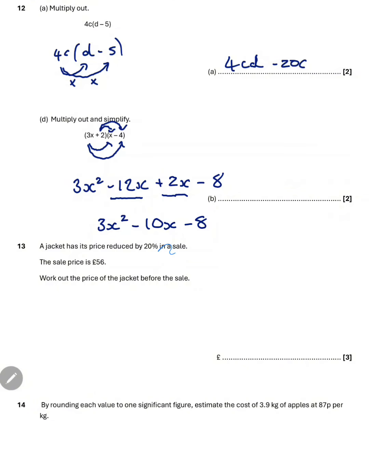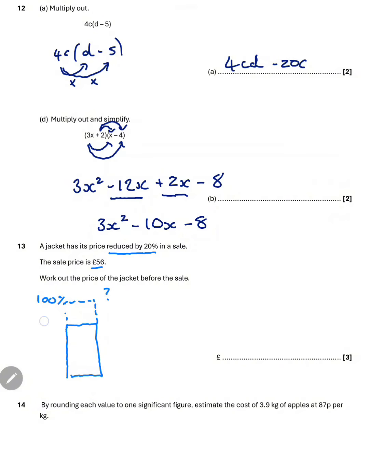Question 13, we've got a jacket that has been reduced by 20% and it's been reduced to £56. Got to be super careful with this one. This is a reverse percentage question. What's happened is we've come down by 20% from 100%. And that's what we don't know. We don't know the starting price of the jacket.